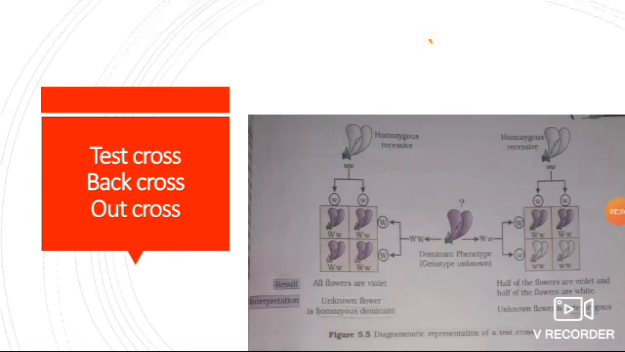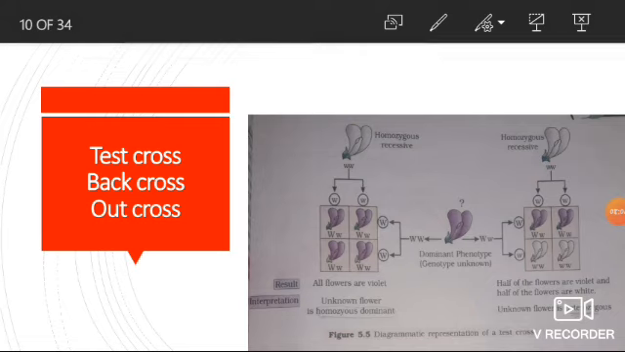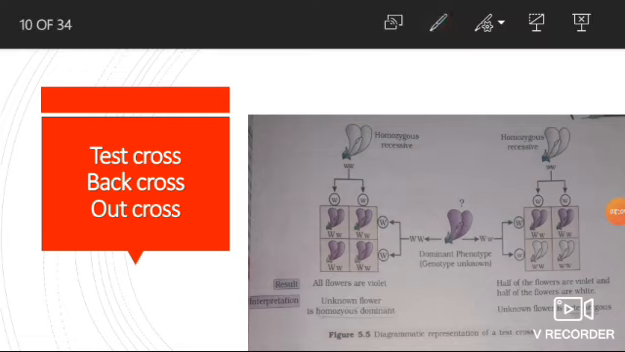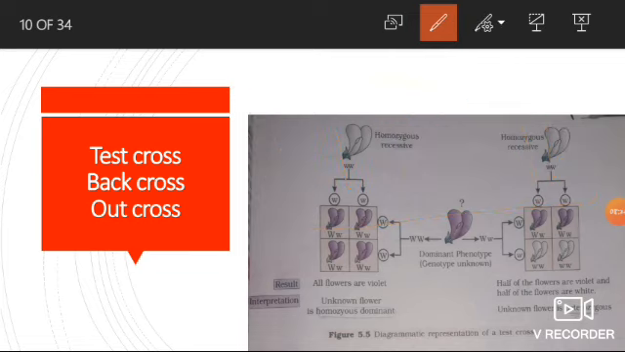Now the last one is outcross. Outcross is that back cross in which the F1 hybrid is crossed with the dominant parent. Outcross is that cross in which the F1 hybrid is crossed with its dominant parent. This is all about these crosses.